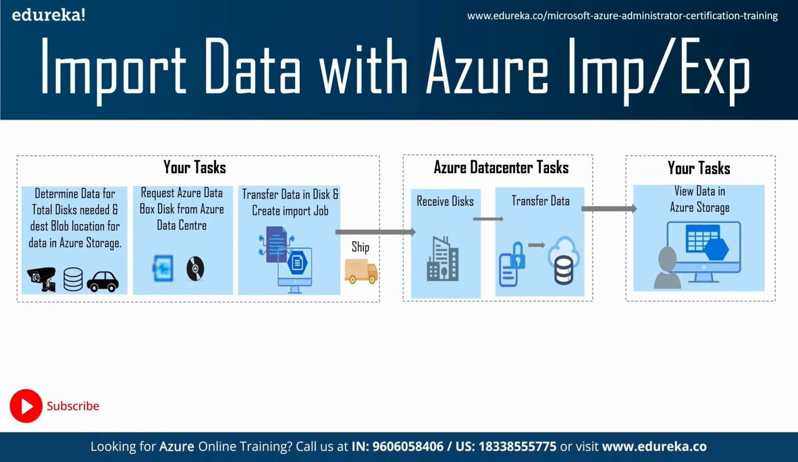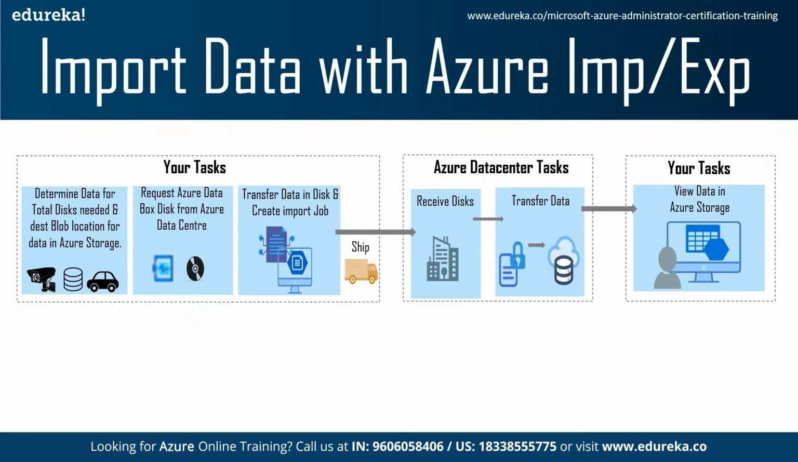You then prepare the data by yourself, or prefer to request a disk from the Azure data center to use to transfer the data. For an import job, you write your data to these disks and ship them to an Azure data center. Microsoft uploads the data for you. For an export job, you prepare a set of blank disks and ship them to an Azure data center. Or you can request a disk from the Azure data center.